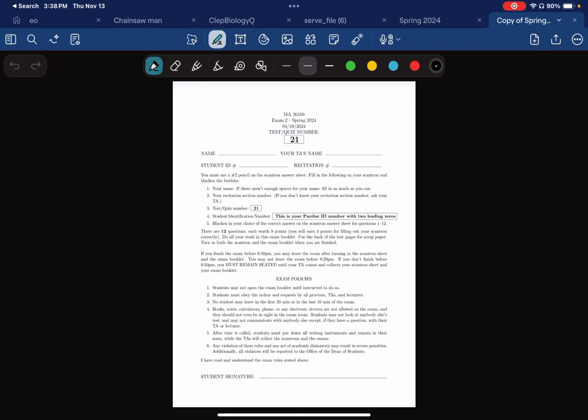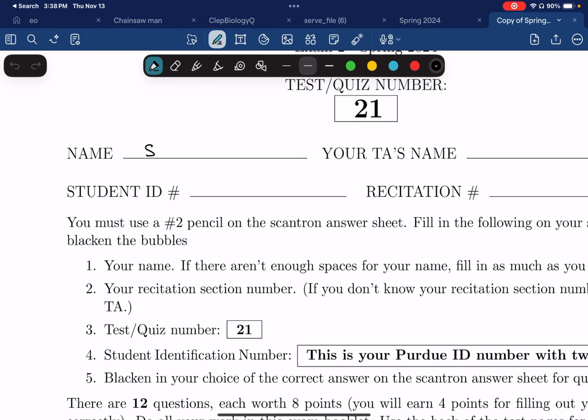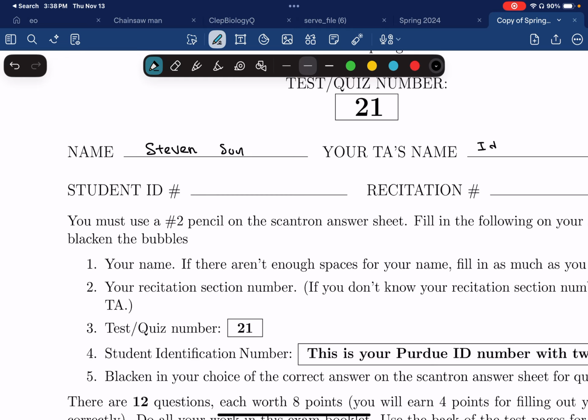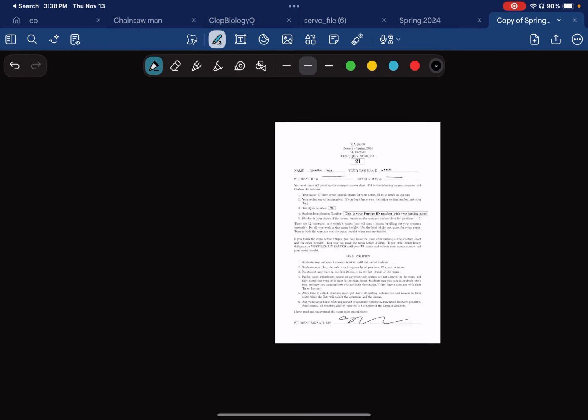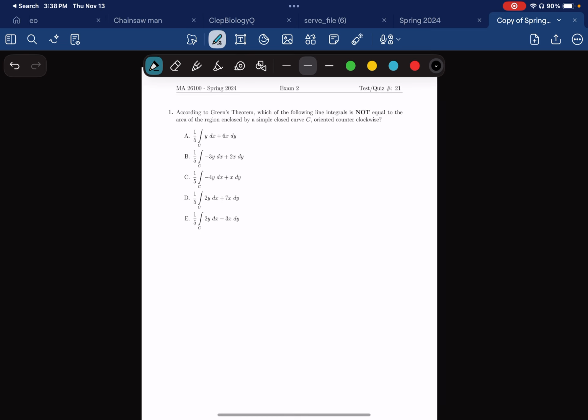All right, so let's get into this. This is the spring 2024 exam for MA261. What happened to my name? Okay, whatever, doesn't exist. Let's go on.